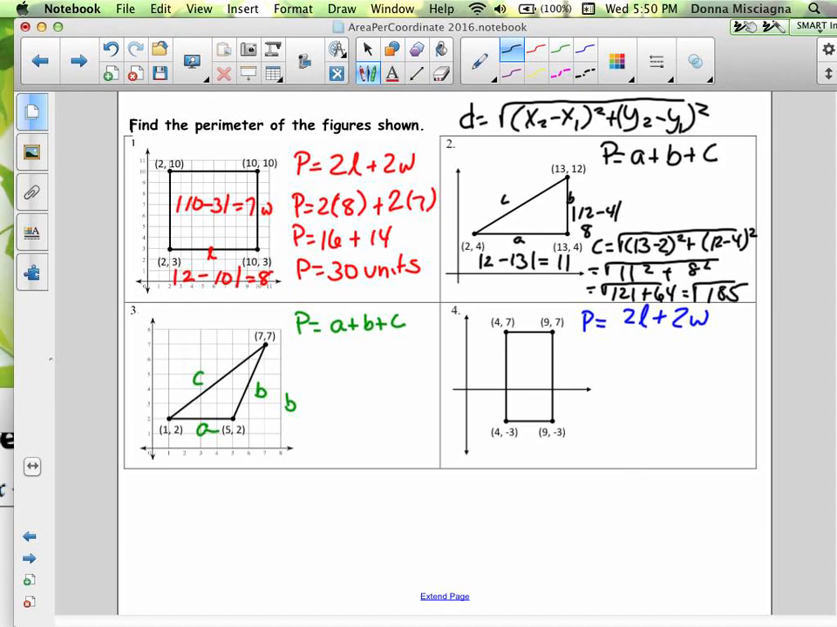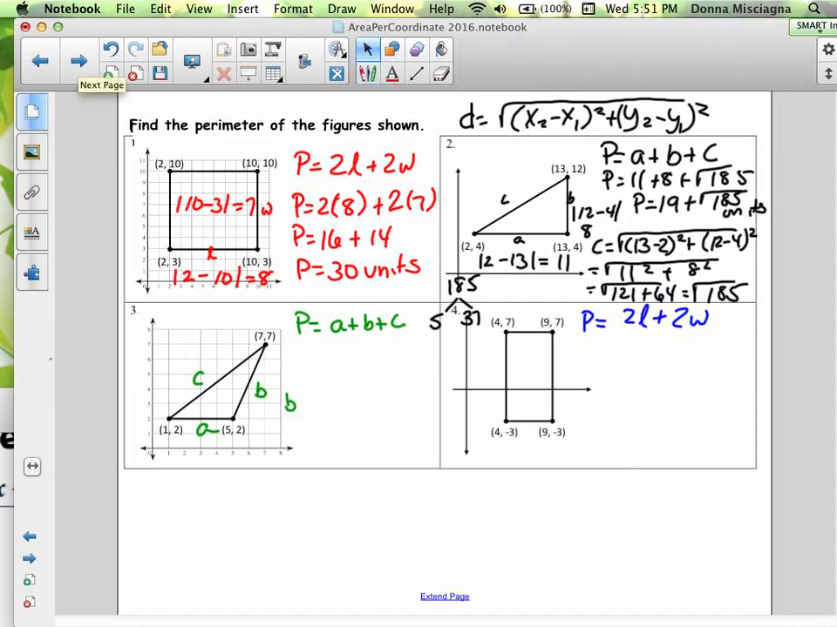Does that simplify? Well, let's see. 185 is divisible by 5. 5 divides into 18 3 times, remainder of 3. 5 divides into 35 7 times, and both are prime numbers. So that is not simplifiable. So our perimeter here is just going to be the sum of our 3 sides: 11 plus 8 plus the square root of 185, which gives us a perimeter of 19 plus the square root of 185 units. There we go.